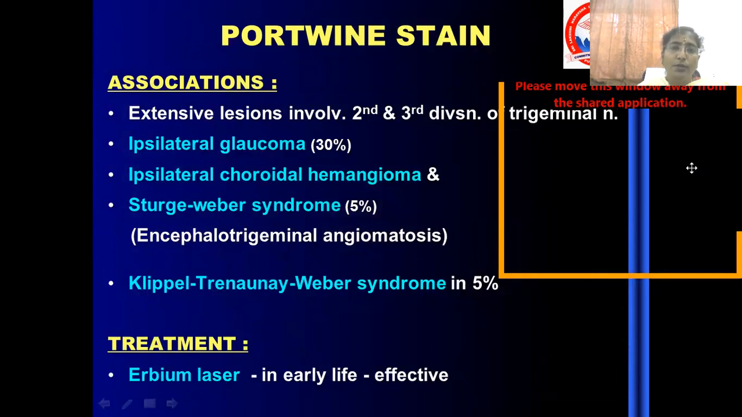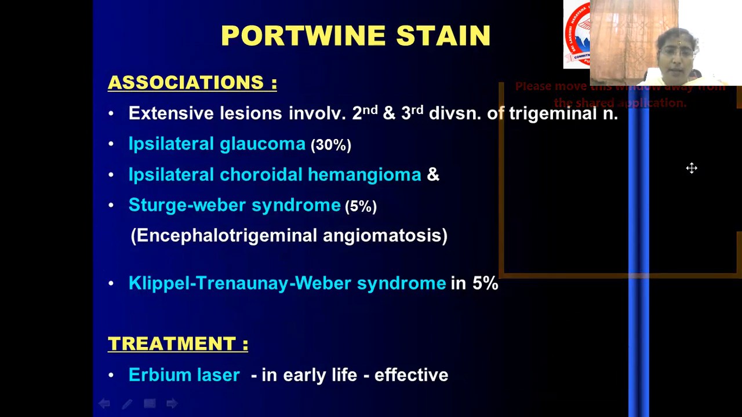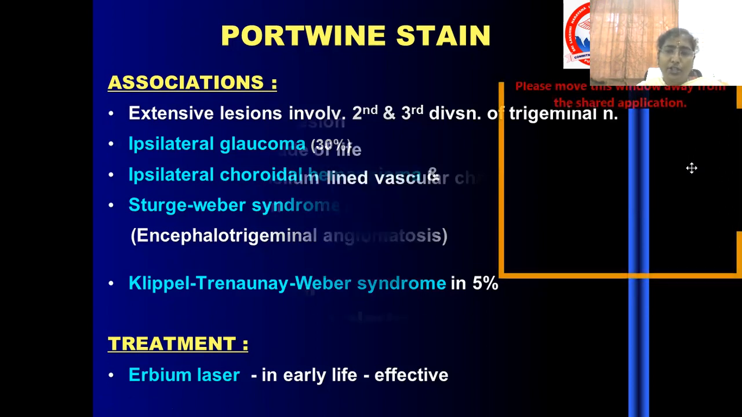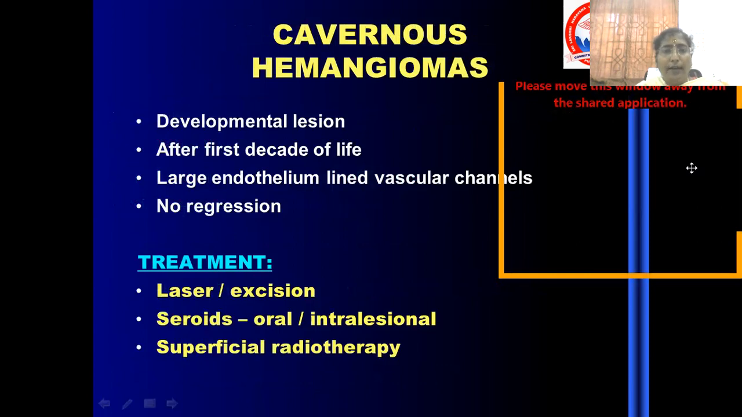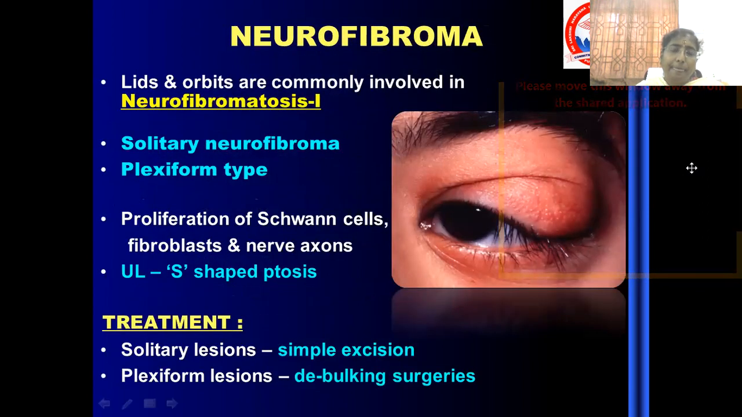Extensive lesions, what are the associations? Extensive lesions involve second and third divisions of the trigeminal nerve, and ipsilateral glaucoma, which occurs in 30%, and ipsilateral choroidal hemangioma and Sturge-Weber syndrome, and encephalotrigeminal angiomatosis or Klippel-Trenaunay-Weber syndrome in 5%. Treatment involves erbium laser in early life, which is very effective. Coming to cavernous hemangiomas, it is a developmental lesion after the first decade of life, and large endothelium-lined vascular channels are present, and there is no regression. Treatment involves laser or excision and steroids, oral steroids or intralesional steroids, and superficial radiotherapy.